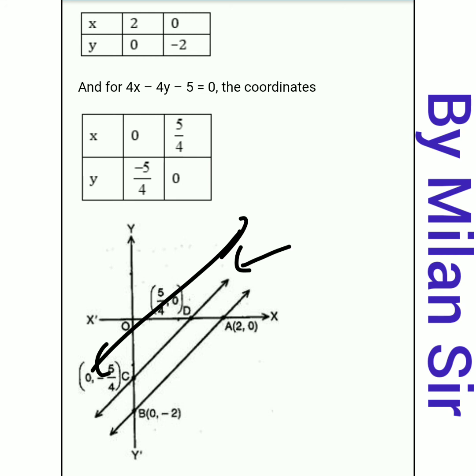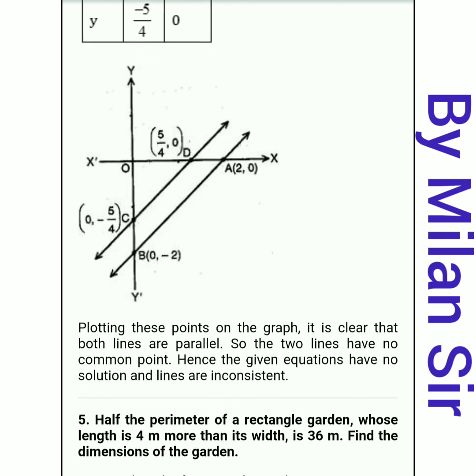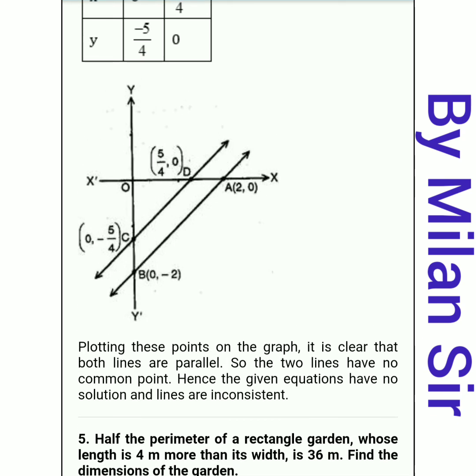If you draw these lines carefully, then obviously you get parallel lines. If two lines are parallel, that means these lines have no solution. That's why the given pair of linear equations is inconsistent. It is already written here: plotting these points on the graph, it is clear that both lines are parallel. So the two lines have no common point, hence the given equations have no solution and the lines are inconsistent.